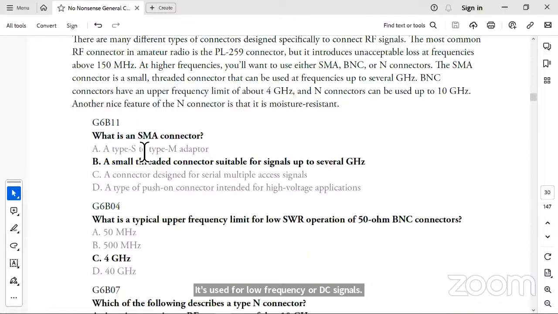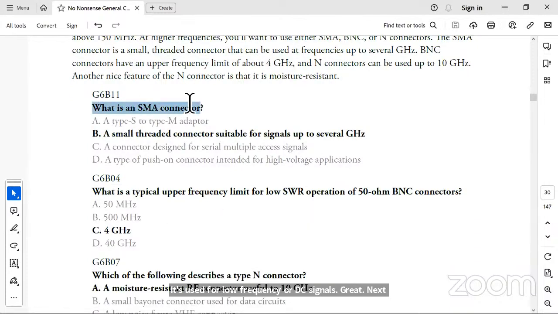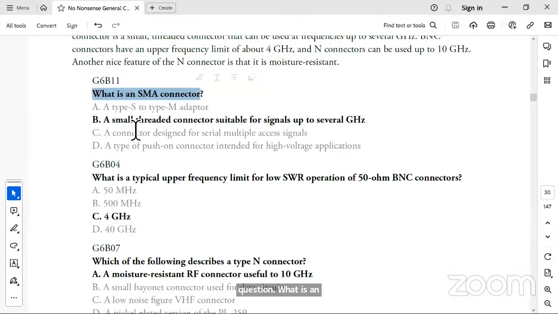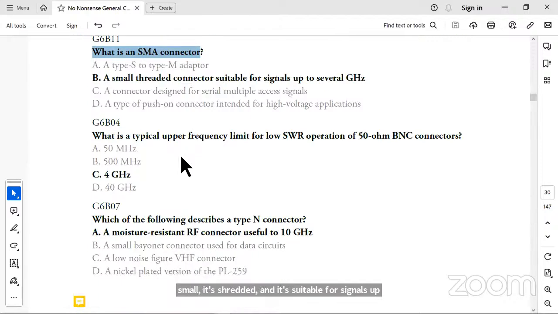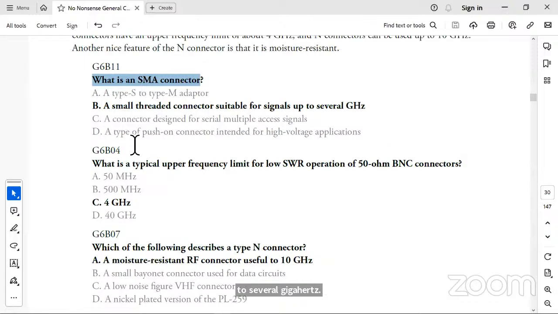Right. Next question. What is an SMA connector? Well, the definition, it's a small threaded connector. It's small, it's threaded, and it's suitable for signals up to several gigahertz. That's the answer. All right, next up.